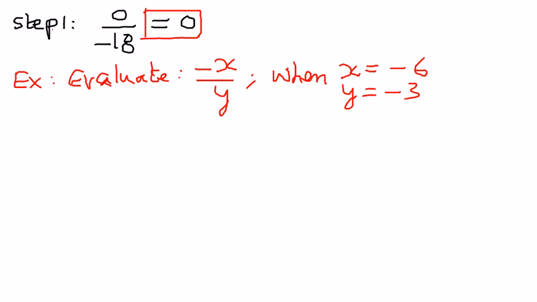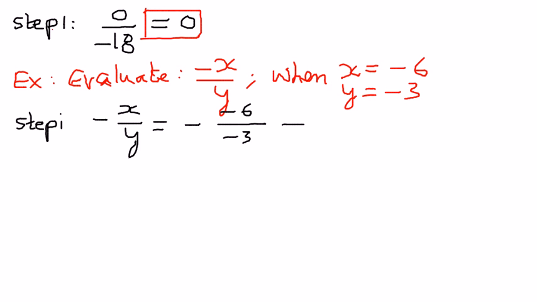Okay, so the way we want to solve these types of problems is as follows. We write the given expression, negative x over y. The expression came with a negative sign, so we'll keep the negative sign outside. The value of x we're going to substitute as negative 6. And the value of y takes on negative 3, so we substitute the value of y as negative 3.